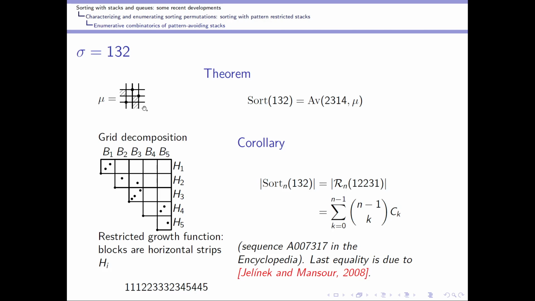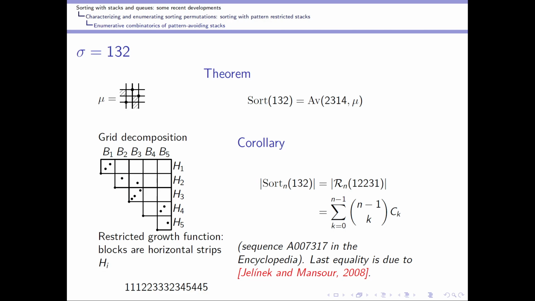Concerning the enumeration of 1, 3, 2 sortable permutations, well, what you have to do is to consider the decomposition of a permutation in terms of its left to right minima. So here is this decomposition that you can consider for any permutation. Then when you have a permutation which is decomposed in terms of its left to right minima, you can associate with it a set partition.